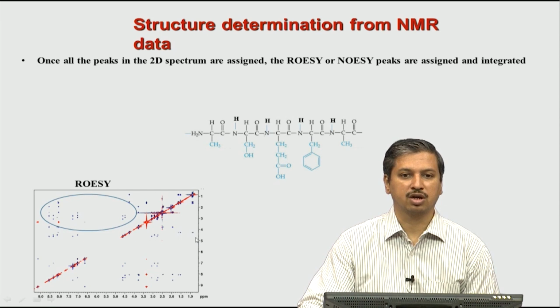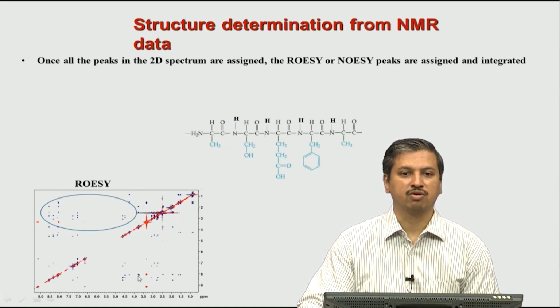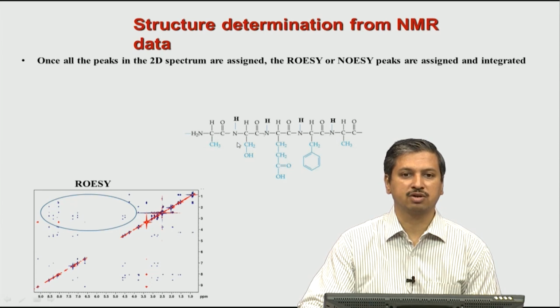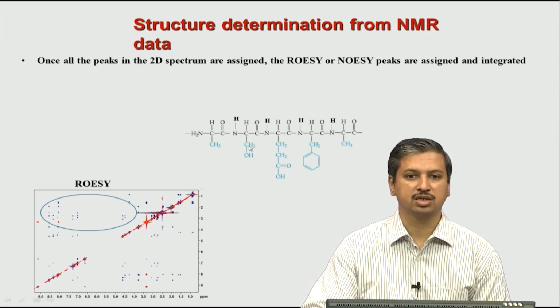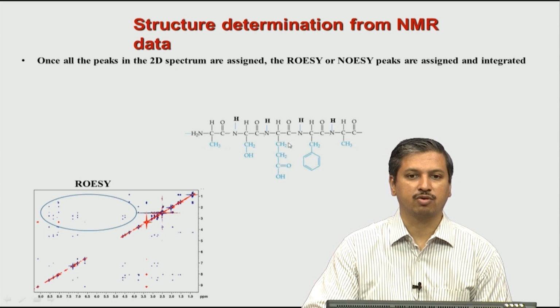So, between the two protons they give a peak, and immediately when you see a peak, it implies that there is a distance of less than 5 to 6 angstrom between those two atoms. That is very important, because all the peaks here are now giving you distance information. If you look at this sequence here, an arbitrary sequence, I may see different correlations between different atoms. So, let us classify these different correlations.